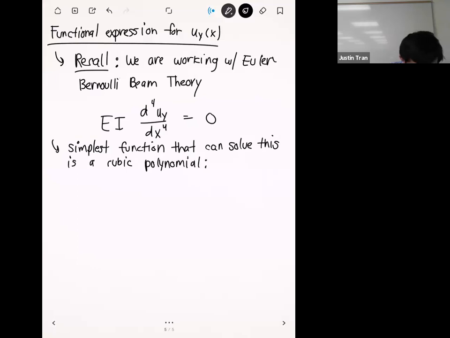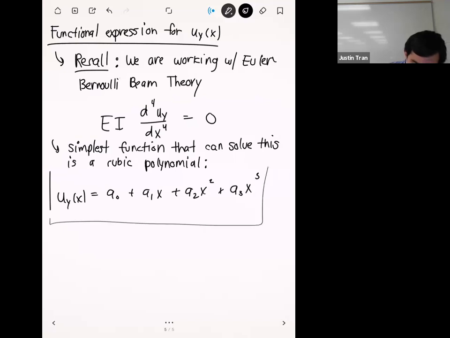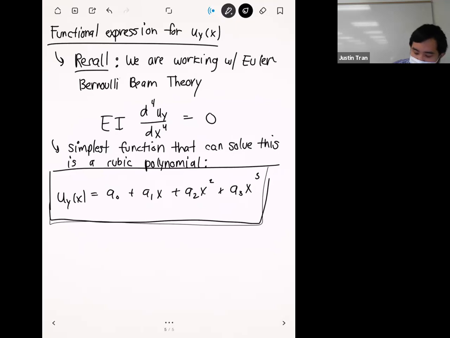Okay. And so let me write out the most generic cubic polynomial you can imagine. Okay. And so the most generic cubic polynomial is going to have these four terms, right? We're going to have a constant term, an x term, an x squared term, and an x cubed term.